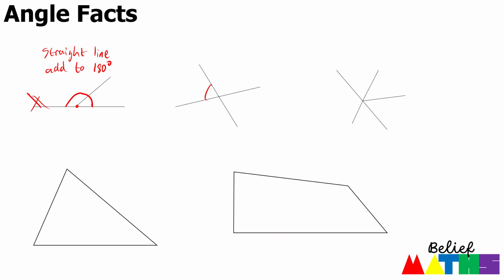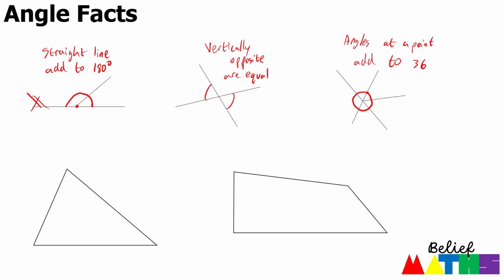The next one, if you've got this X shape, these are vertically opposite or just opposite, and they are equal. These are around a point. So angles around a point add to 360. And finally, a triangle is 180. A quadrilateral or a four-sided shape is 360. Okay, so any three-sided shape is 180, any four-sided shape is 360.